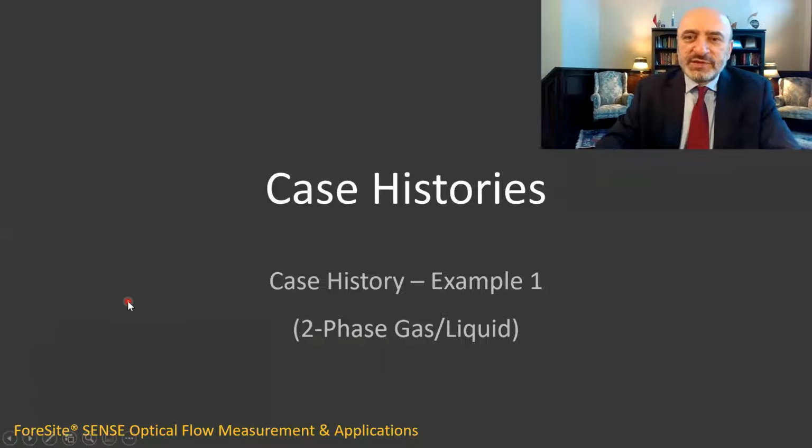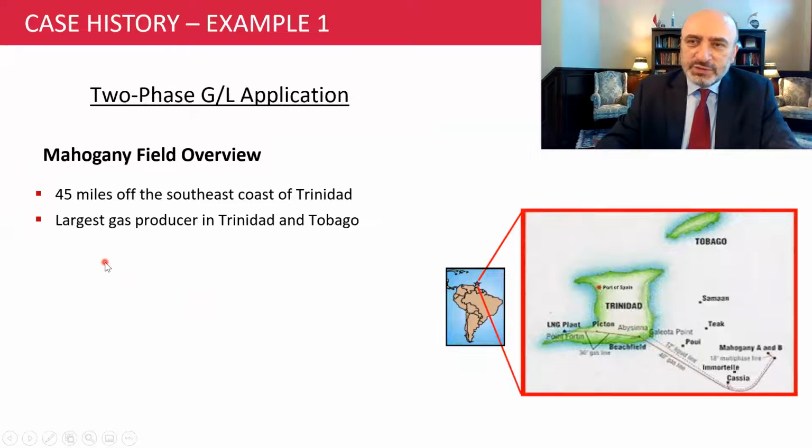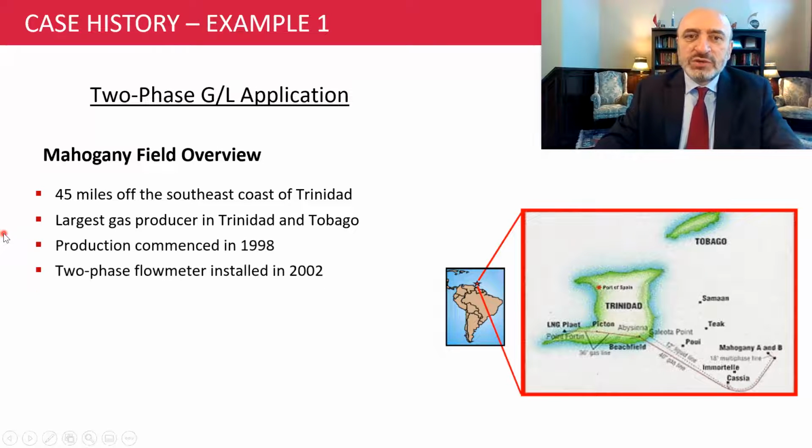So let's start with case history number 1. And it's a gas liquid application. The field is the Mahogany field of the southeast coast of Trinidad. And it is the largest gas producer in Trinidad and Tobago. The production in this field started in 1998, and a two-phase flow meter was installed in 2002 in one of the new wells at the time.